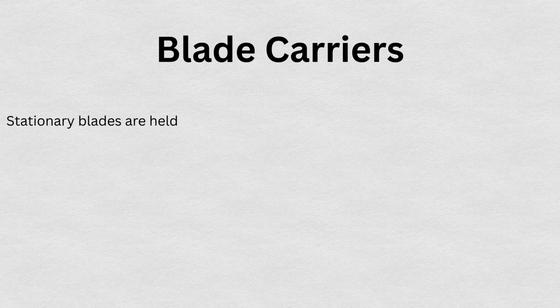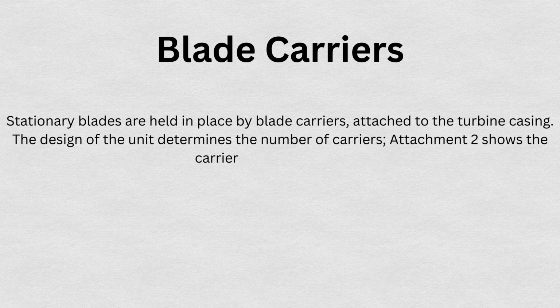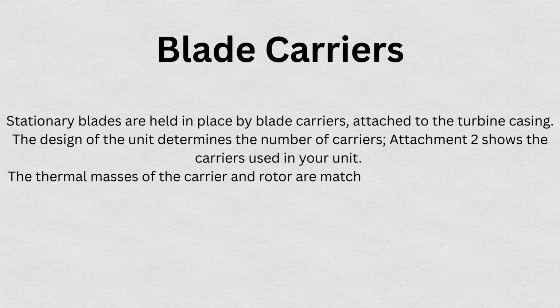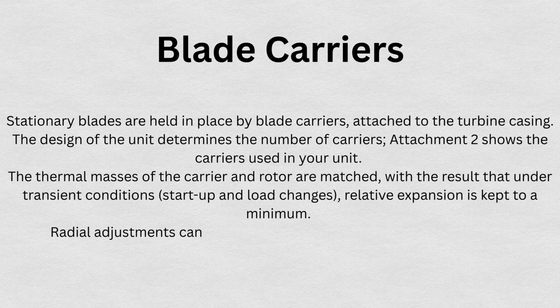Stationary blades are held in place by blade carriers, attached to the turbine casing. The design of the unit determines the number of carriers. Attachment 2 shows the carriers used in your unit. The thermal masses of the carrier and rotor are matched, with the result that under transient conditions, startup and load changes, relative expansion is kept to a minimum. Radial adjustments can be made to the blade carriers in the HP casing.